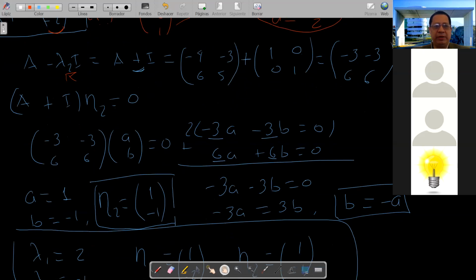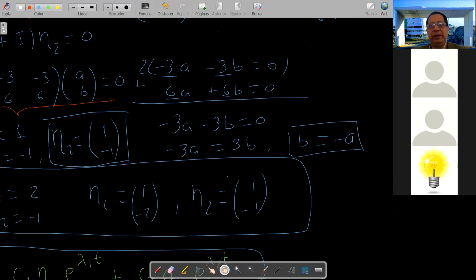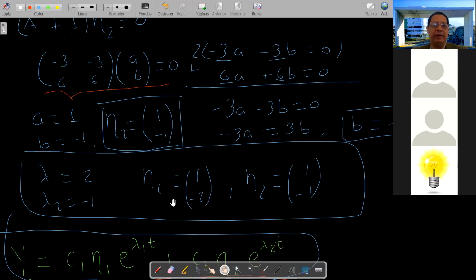And once we have that matrix, we establish our equation: A minus lambda 2I times our eigenvector equal to 0, and we solve. We find the solution. Once again, here we have the expression b equals negative a, or a equal to negative b, whatever you want. You use a value for a and you find a value for b, or you use a value for b and find a value for a. It doesn't matter. The important thing is having an eigenvector that satisfies this equation.